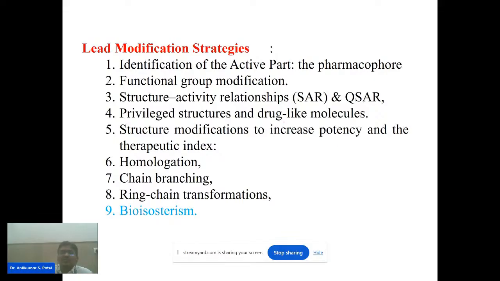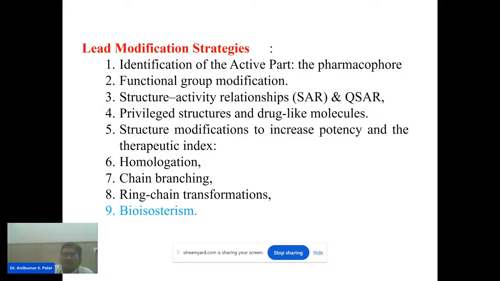Fourth one is that we can prepare privileged structures. It means the drug already has certain parts of the structure, and we make our structure similar to that drug. That is called a privileged structure, and these are also called drug-like molecules. So we can prepare our compounds similar to the drugs already available in the market.